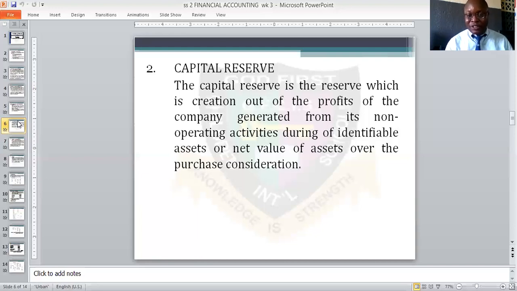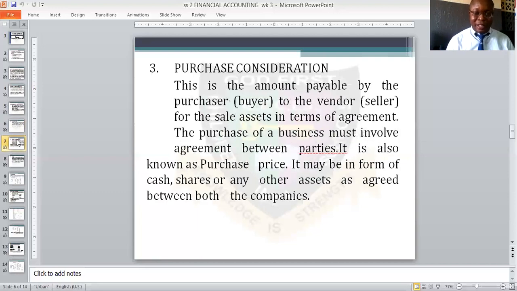Net value of asset is more than the purchase price, or we call it purchase consideration. So that is for the capital reserve. Let us look at the purchase consideration we have been talking about, or purchase price. That is the amount payable by the buyer.